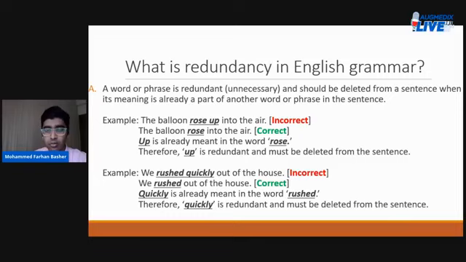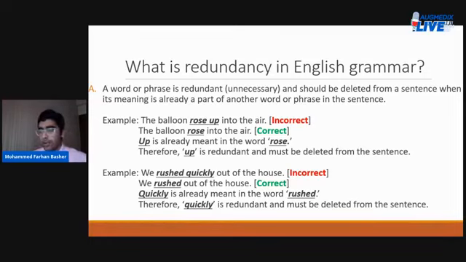When you say rose, rose is the past tense form of the verb rise, right? And what does rise mean? Rise is something that basically goes up, right? The word up is already in the meaning of the word rose or rise. Therefore, adding up right after rose in the sentence is completely redundant, unnecessary and not correct. So we say the balloon rose into the air, not the balloon rose up into the air. So up is already meant in the word rose. Therefore, up is redundant and must be deleted from the sentence.